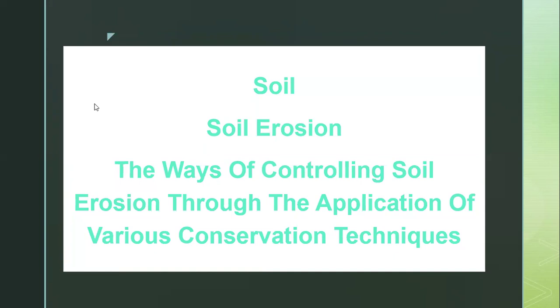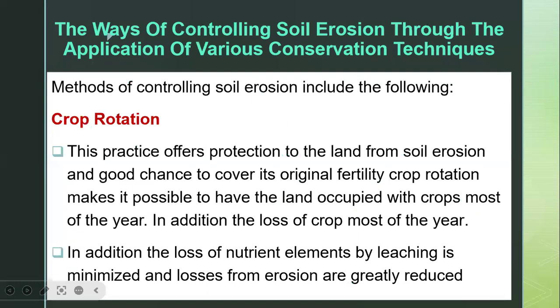We're still discussing the various ways of controlling soil erosion through the application of various conservation techniques. Now, let's see other methods of controlling soil erosion. So far in our previous video, we discussed some of them. In this video, let's move on to more of them. The methods of controlling soil erosion include the following. The first one, which we'll be discussing in this video, is crop rotation.